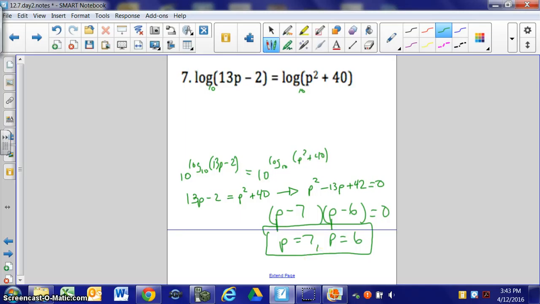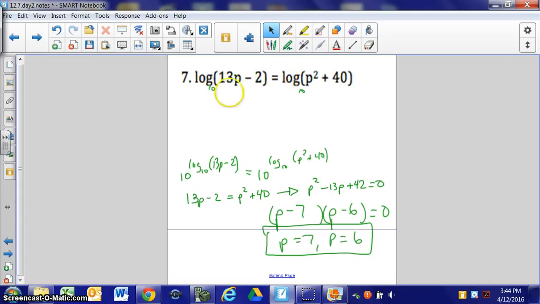Okay, well, after all that work, you end up with 13p minus 2 equals p squared plus 40. And now that you see that, you have a quadratic. Solve the quadratic by setting it equal to 0, so I moved 13p over by subtracting 13p. I added 2, and I end up with the quadratic p squared minus 13p plus 42 equals 0. That turned out to be factorable, and I got values of p equal to 7 and equal to 6. And when I considered plugging them back in for p, both of these are going to give me positive numbers. So this solution checks. P equals 7. P equals 6.